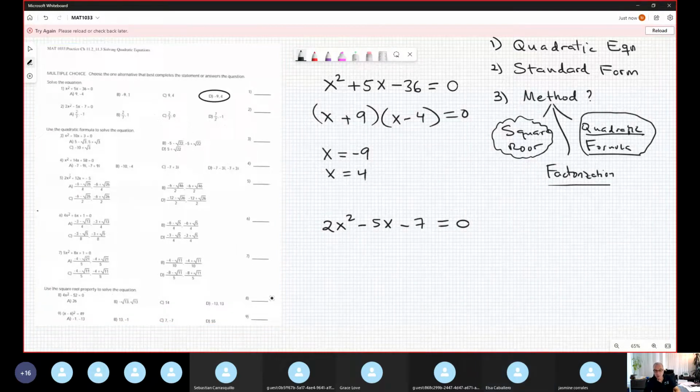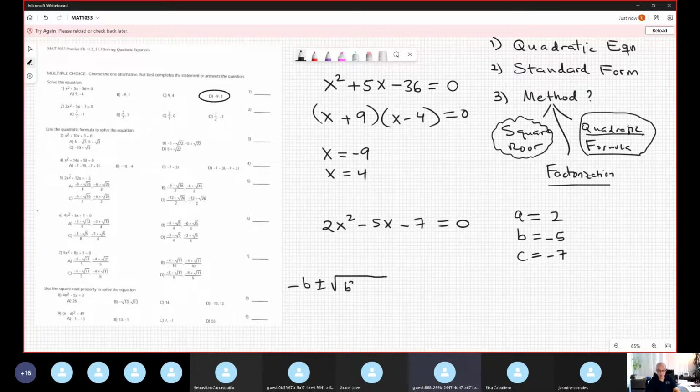Okay. The quadratic formula, I need to determine who is A, B, C. Who is A, who is B, and who is C in this specific example. 2 is A, -5 is B, and -7 is C. Perfect. Now you apply the formula. Any time I use it, I copy my formula in general, because I replace the coefficients A, B, and C into the formula.